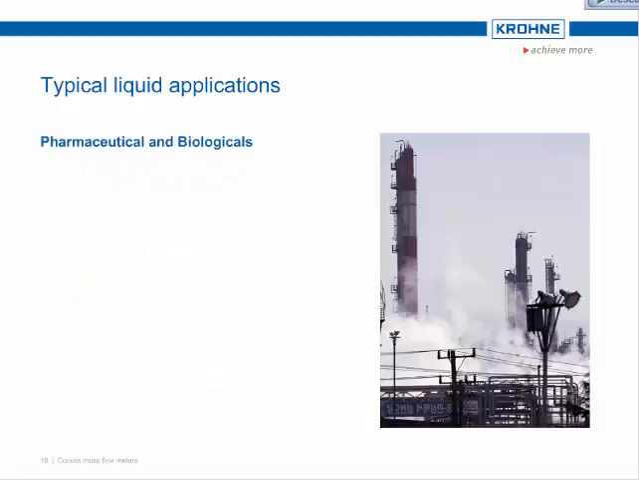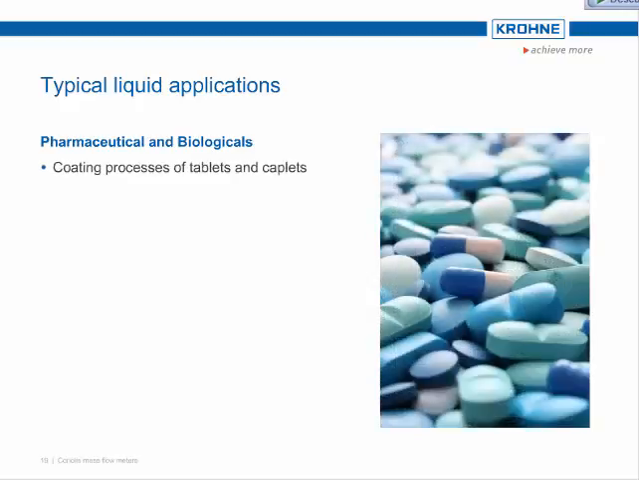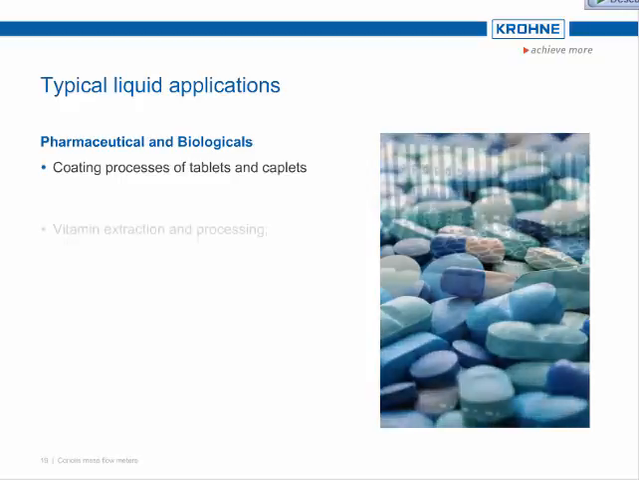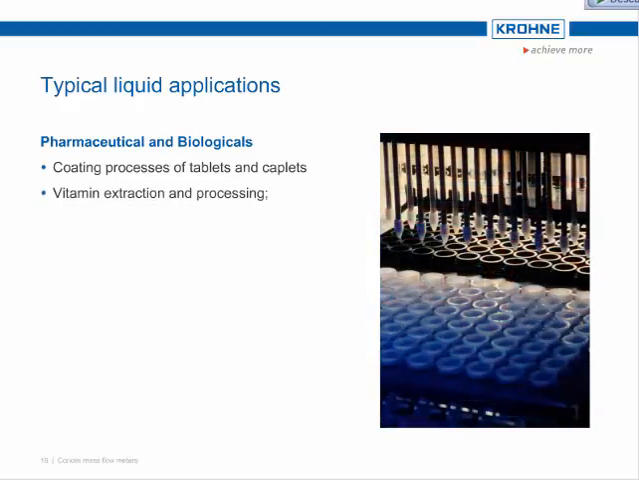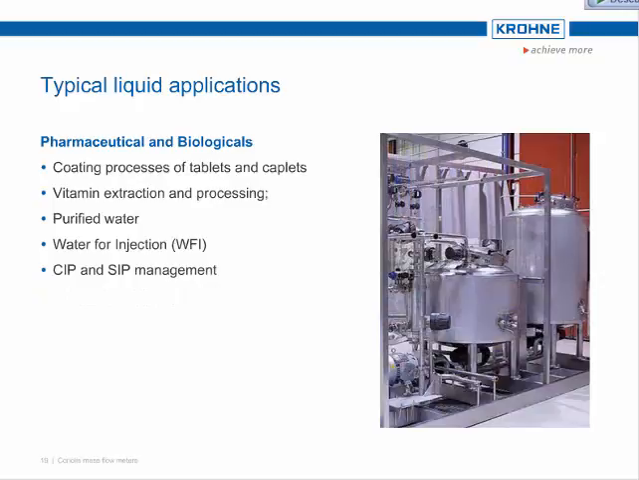In the pharmaceutical and biological sector, where again mass balanced processes are essential. However, Coriolis mass flow is also used in coating processes of tablets and caplets, vitamin extraction and processing, purified water which is non-conductive, water for injection, WFI, and ultra-purified water used for medical applications, CIP and SIP management.